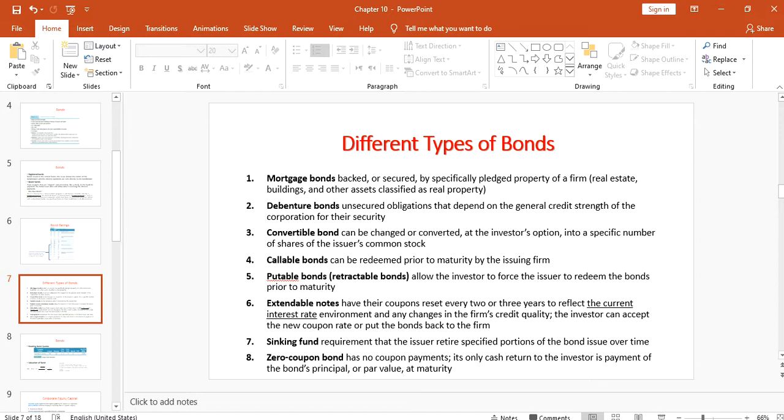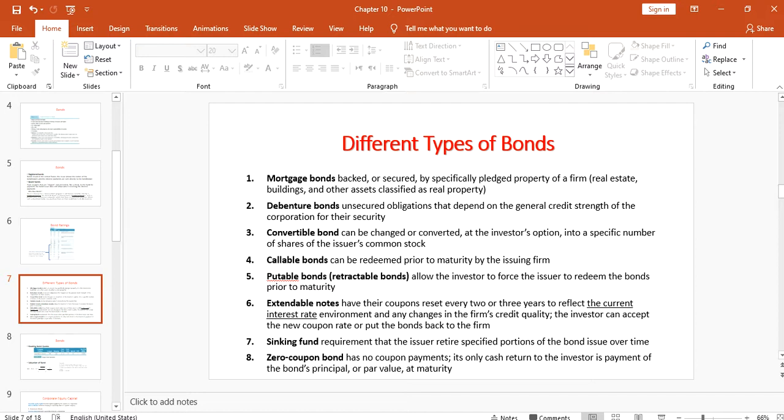Okay, and we have also zero coupon bonds. So they will keep all the money, $1,000, and all the interest. In our previous example, if the coupon rate is 8%, every year $80 will be accumulated, and you will get all the coupons and the principal at the maturity date when the bond is finished.